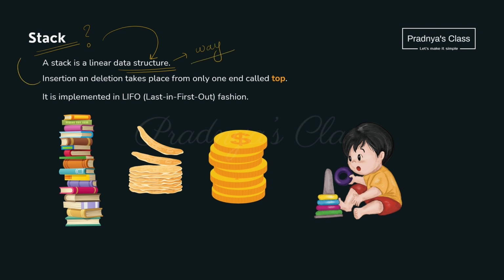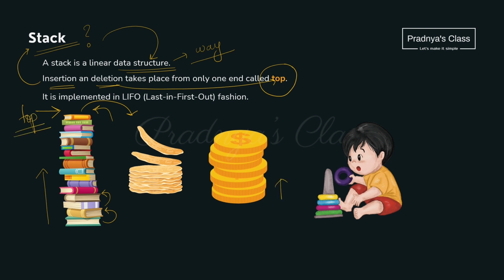Then let's try to understand how data gets stored in a stack. Look at the example. Here is a stack of books. We have kept books one above another. If you want to keep any book, you have the restriction of keeping it only on the top. Even if you want to take out any book from this stack, you need to take it out from the top. It means that insertion and deletion take place only from one end. It is generally called the top of the stack.